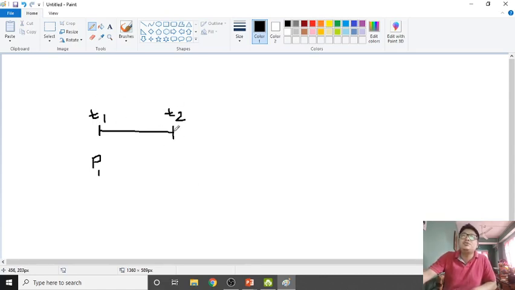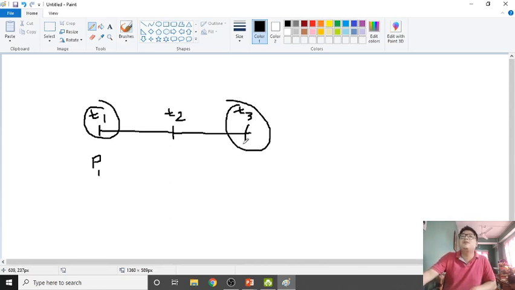Now at time T2, the CPU was free and picked P1 from the ready state and started the execution. So P1 is now executing. P1 completed its execution at time T3. So T2 to T3 is the execution time of P1, and T1 to T2 is the waiting time of P1. P1 arrived in the ready state at T1 and completed its execution at T3. So the turnaround time is T1 to T3. If you perform the subtraction T3 minus T1, it will give you the turnaround time.